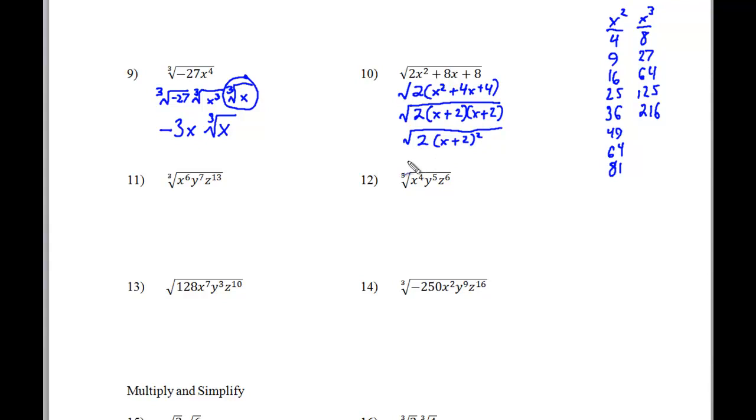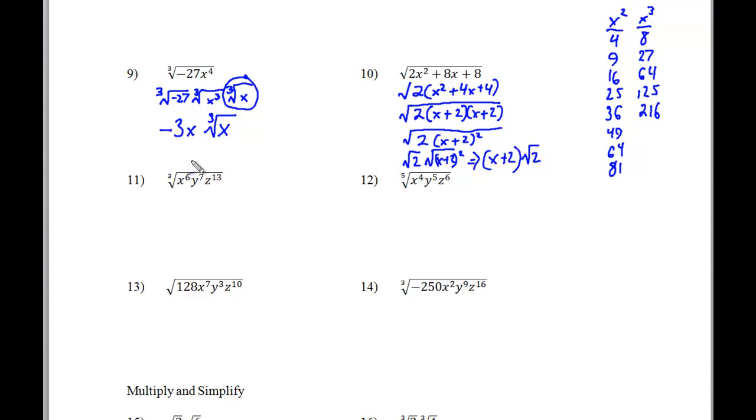And since we can break this up into the square root of 2 and the square root of x plus 2 quantity squared, the square root of something squared will be itself. So that means that our x plus 2 quantity squared in the square root is just going to be x plus 2. And the square root of 2 is going to be trapped inside the radical. So this is our answer to the problem: x plus 2 times the square root of 2.